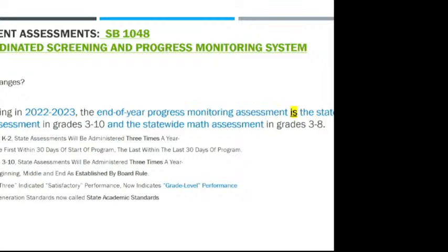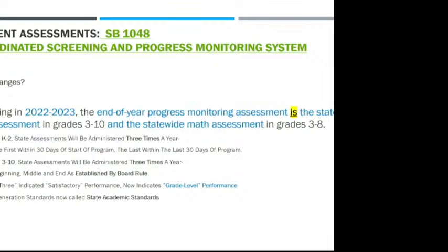So beginning in 22-23, the end of the year progress monitoring assessment is the statewide ELA and math assessment, formerly FSA. And that's what all of the high stakes consequences will be based on in the future if there's no changes for the following year. In grades K through 2, in statute, the first test must be given within the first 30 days, and the last one in the last 30 days of the school year.